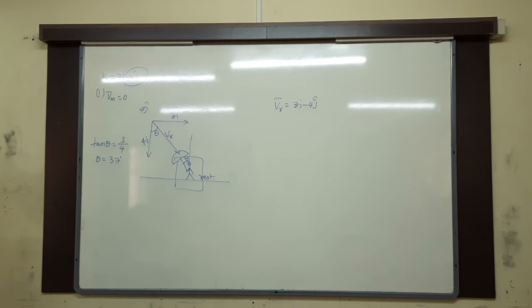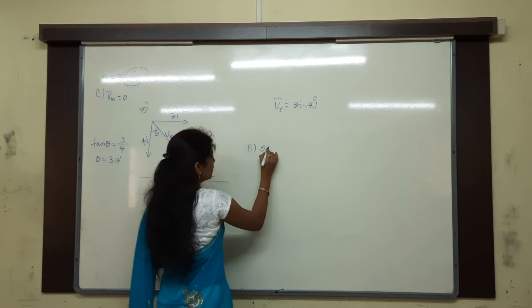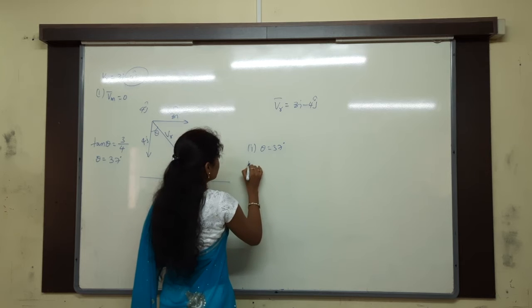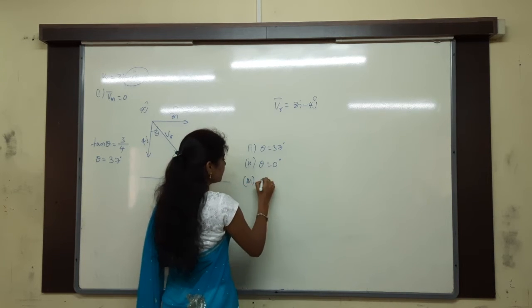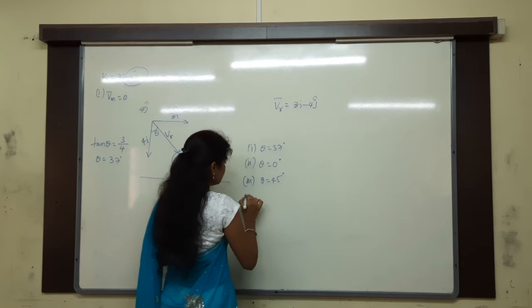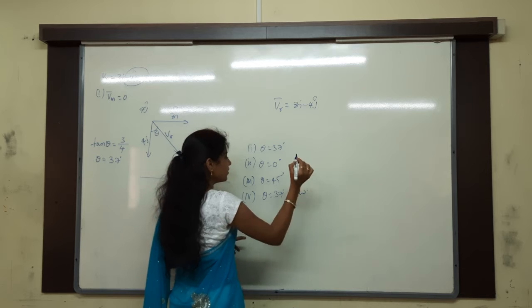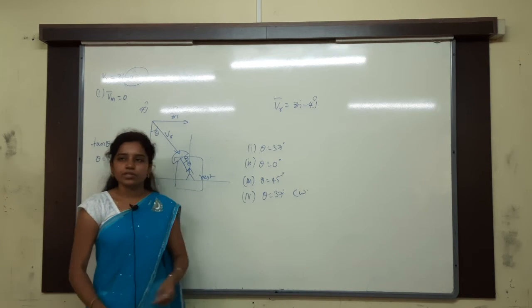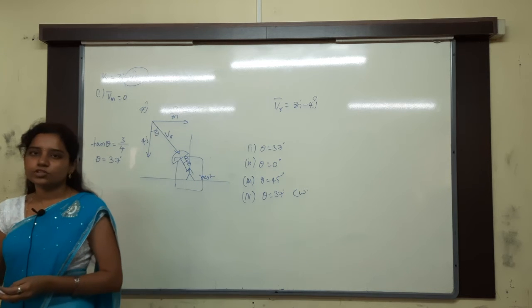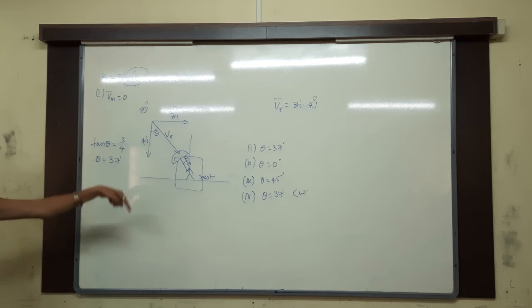Your answer should be: first question, theta is equal to 37 degrees, that I have done. Second question, you will get theta equal to 0 degrees with vertical. Third question, theta is equal to 45 degrees. Fourth question, theta is equal to 37 again, but in the clockwise direction. Otherwise, you will get minus 3/4 here. Those are your answers. Check how many of you got all the answers correctly.